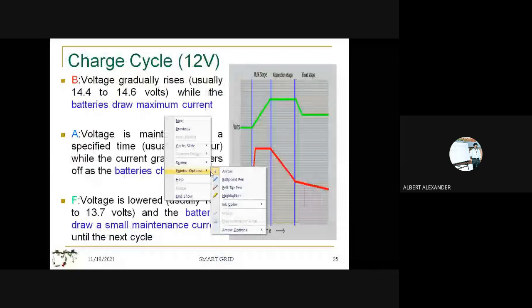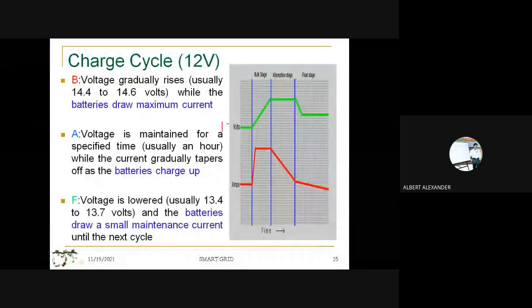In the bulk stage, even though your battery is about 12 volts, during the bulk voltage, when the battery is about to get charging, this 12 volt will increase and reach the level of 14 to 14.6. Okay, so this will normally be specified in your data sheet.